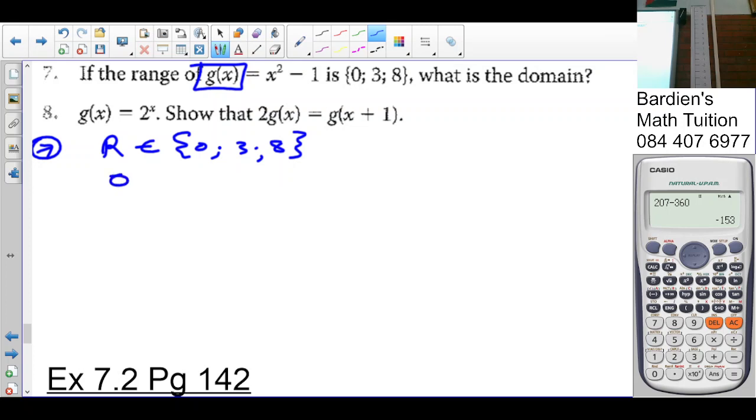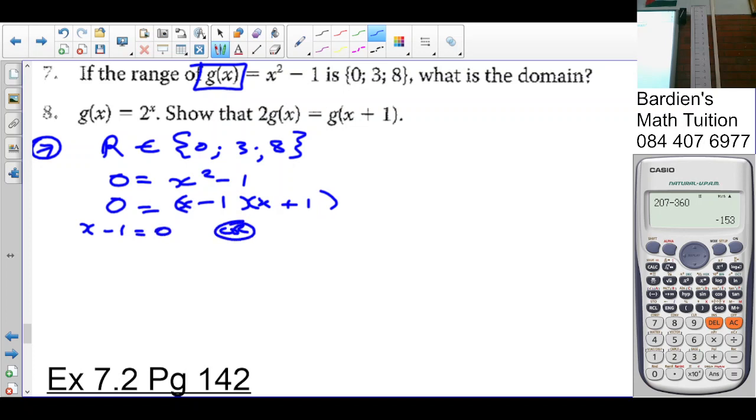So 0 equals x squared minus 1. How do we solve for x here? One of two ways. You can do difference of two squares, not so? x plus 1, x minus 1. So x minus 1 is equal to 0, or x plus 1 is equal to 0. We take it over the equal sign. So x equals 1 or negative 1.